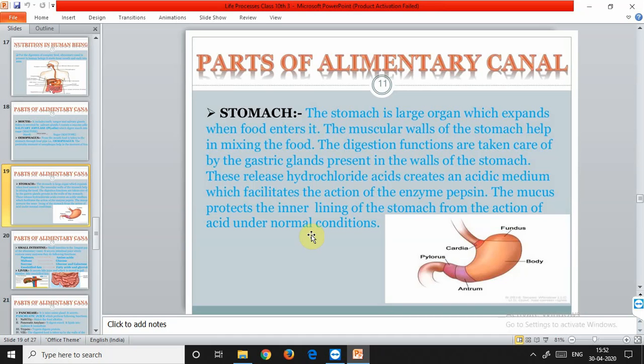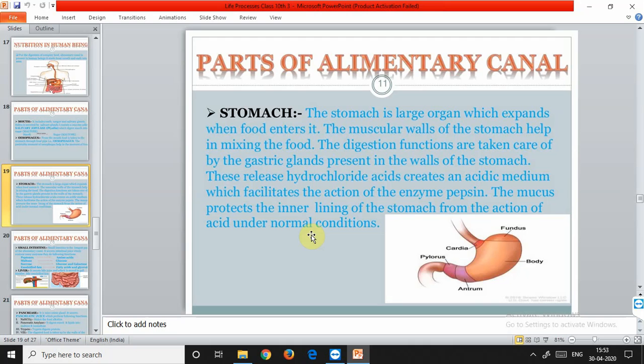So the stomach also secretes HCl. HCl is a very harmful, very toxic acid, and it creates an acidic medium inside our stomach that helps in the digestion of many hard substances also.